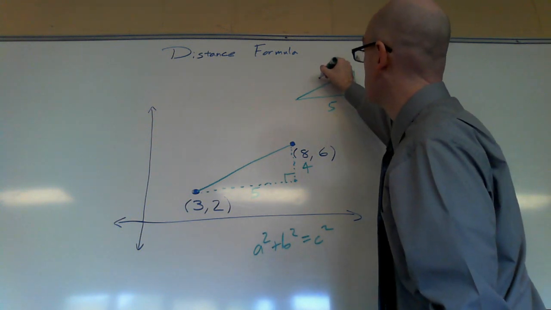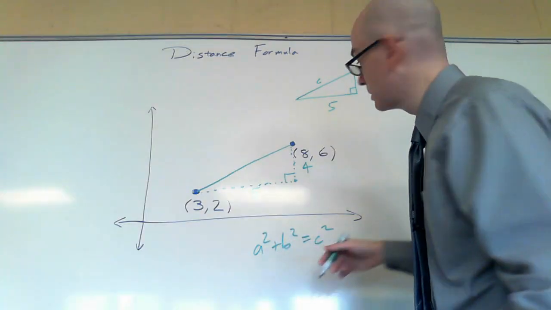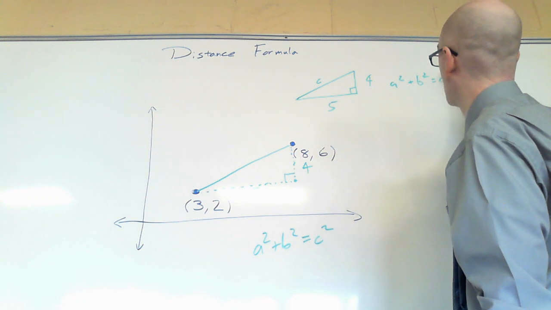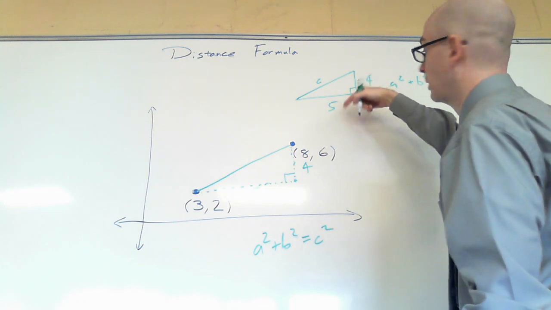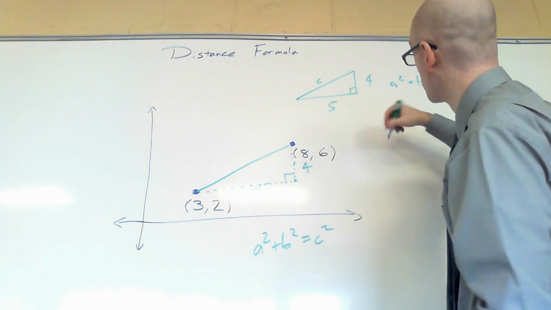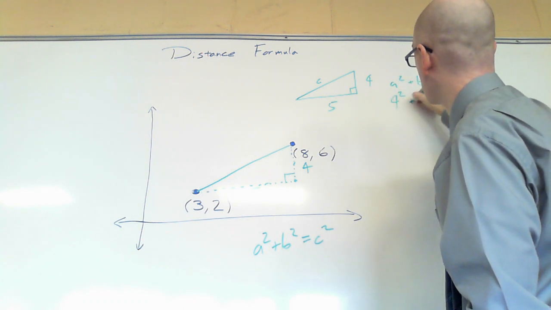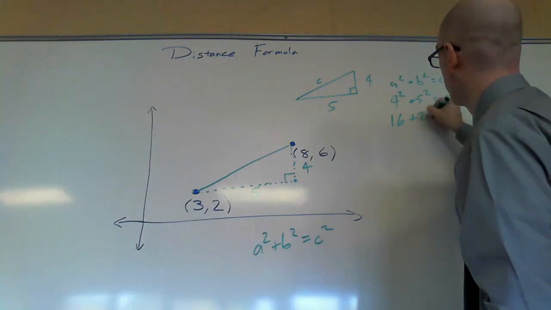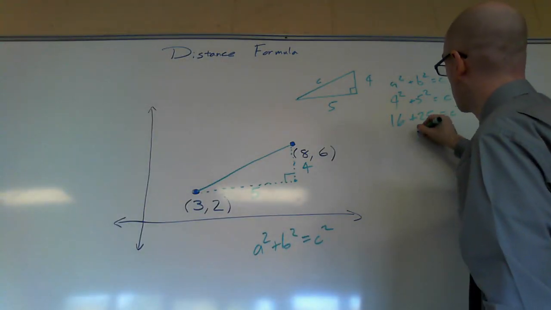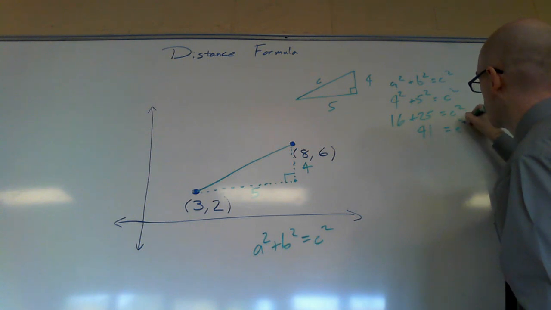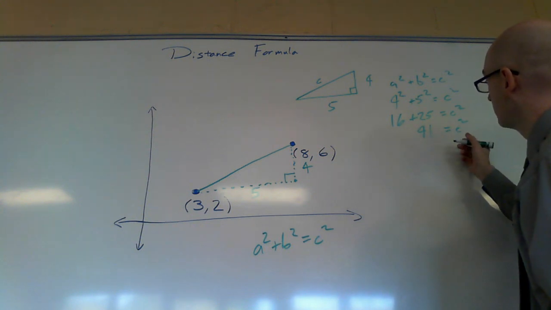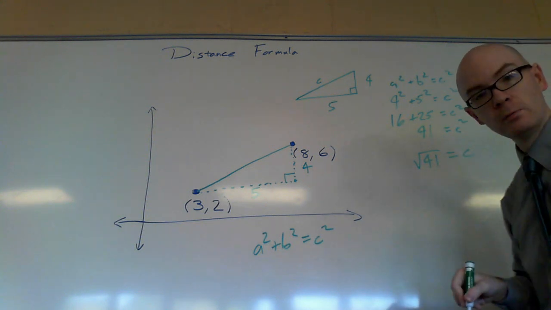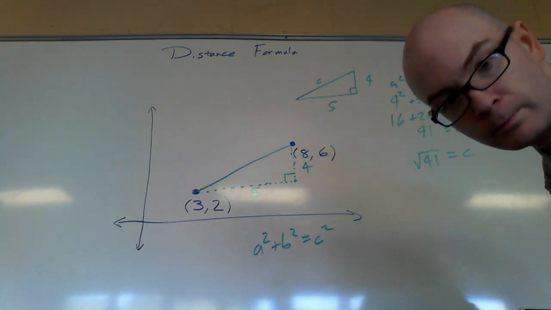And I want to find out what this is. This is my c, that's the hypotenuse. So a squared plus b squared equals c squared. It doesn't really make a difference which one is my a, which one is my b. 4 squared plus 5 squared equals c squared. 16 plus 25 equals c squared. That's 41 equals c squared. And that would be the square root of 41, which is c. That's it. See, all right?